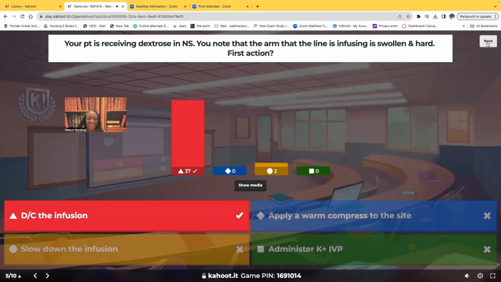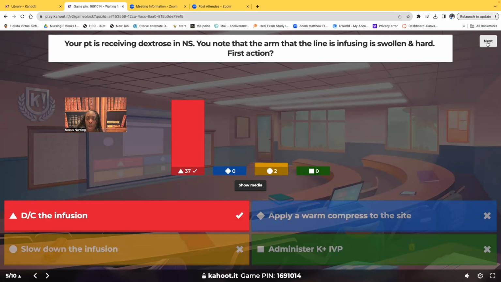Okay, very good. You're going to DC the infusion because you suspect what? Infiltration. Why else would that arm be hard and swollen? All of that fluid has infiltrated. It's now in the tissue. Okay. So whenever something is affecting your patient, the first thing you're going to do is stop whatever's hurting your patient. You're going to discontinue that line.